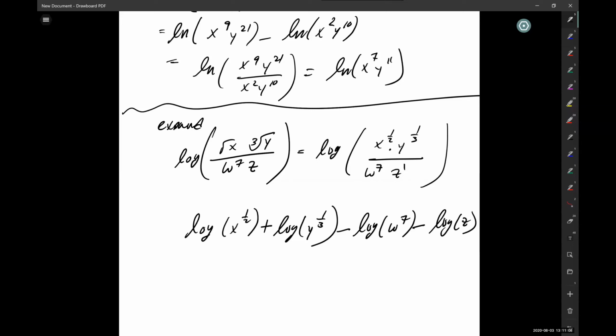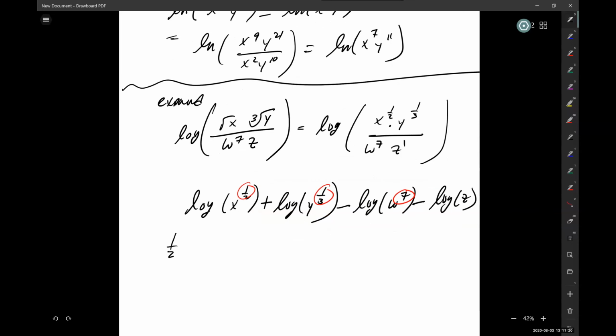So we're almost done. The last step is these exponents here. We're going to take those and pull them out front. That's going to give me 1/2 log of x plus 1/3 log of y minus 7 log of w minus the log of z.